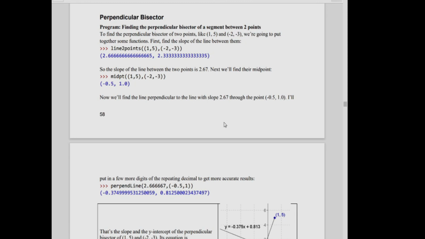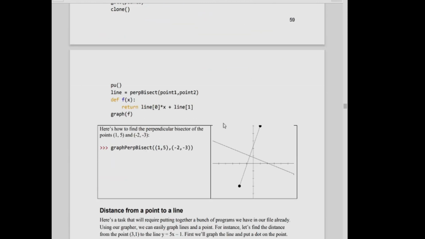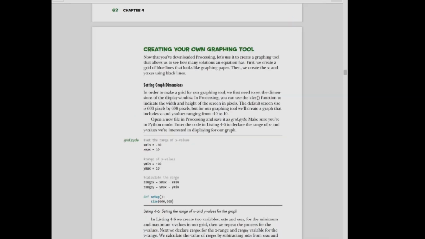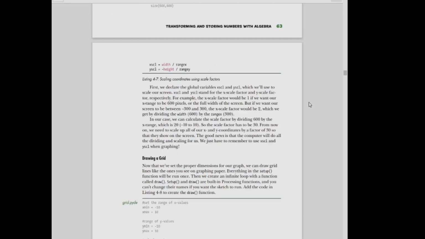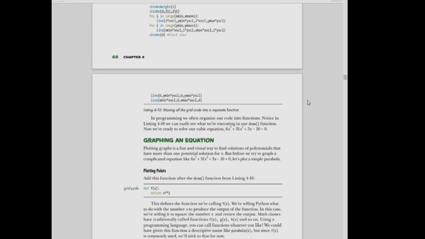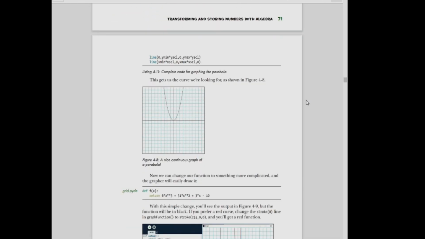Yes. So that's how to calculate the perpendicular bisector using Python, or any programming language, really. An extension of this would be to graph this using a graphics library like Pygame, or processing, as I did in my book, Math Adventures with Python.